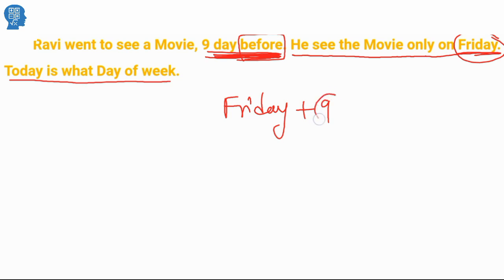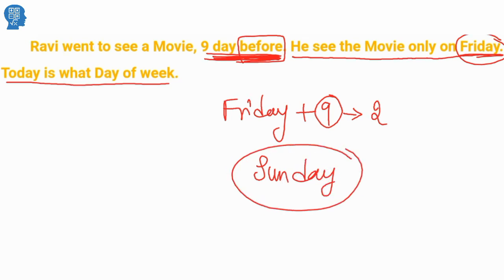9 is bigger than 7. If you find the number of odd days, we get 2. So Friday plus 2 is Saturday, Sunday. So Sunday is the answer for this problem.